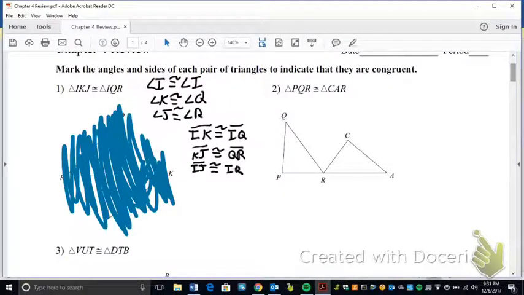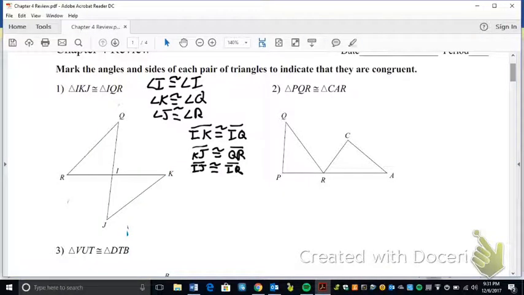Now, all of those we can write down just from looking at triangle IKJ is congruent to IQR. Angles match up, sides match up. So then, when we look at the diagram, it's just a matter of marking down. I is congruent to I. K to Q. J to R. And then the sides. IQ to IK, KJ to QR, and IJ to IR. Okay, and that's it. So then we go and we repeat the process with number 2.